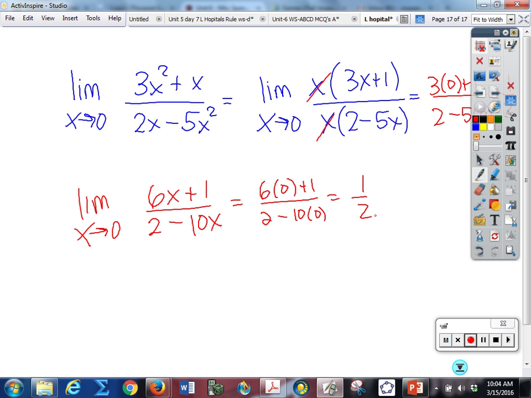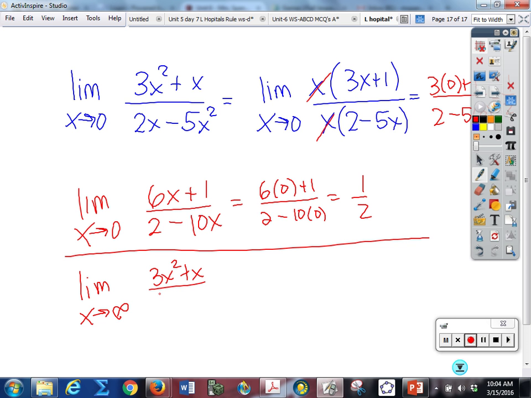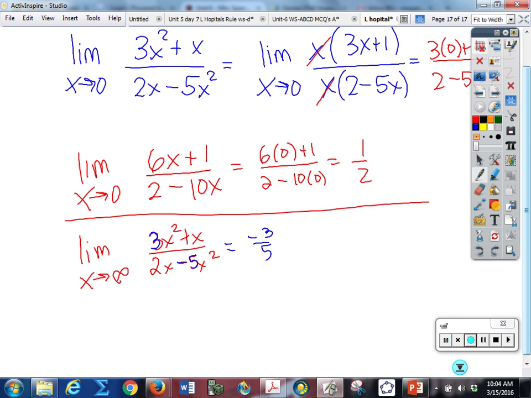And Abby had a good point. What if this would have been the limit as x approaches infinity? We just did what before when we approached infinity? We looked at the x squared and we did the 3, the -5, and we just said it was -3/5 because we knew that's where the asymptote was, right? If I plug in infinity, do I get infinity over infinity? Yeah, so let's use L'Hopital's rule and see if we get -3/5.